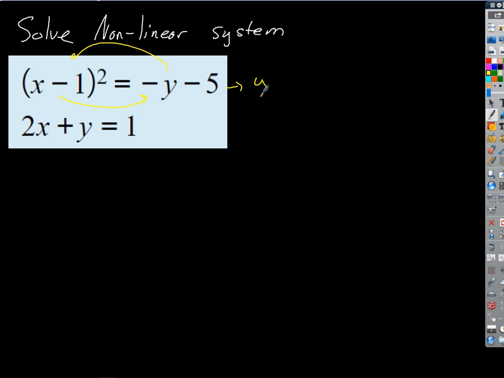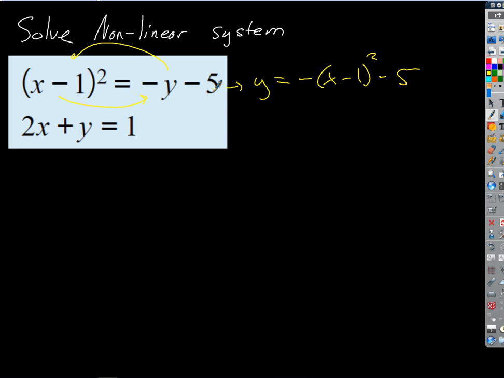I'd end up with a y on the left, and on the other side, what I get, if I subtract that whole thing, wouldn't I get minus the quantity x minus 1 squared? And then the minus 5 would just stay there. Everybody agree? Okay. What form is that in? That is a quadratic equation. That's vertex form, isn't it? Right? And so I would end up with a parabola and a line.